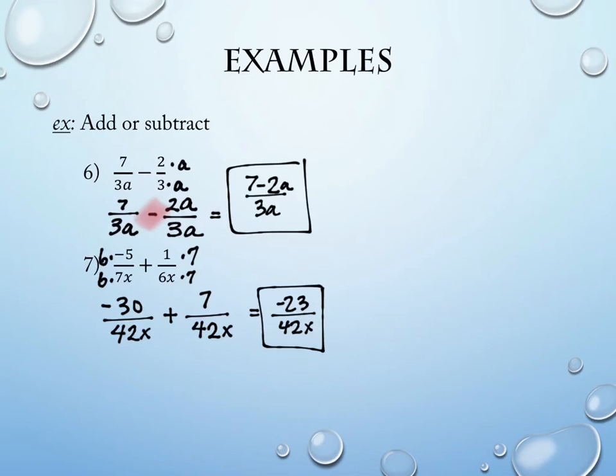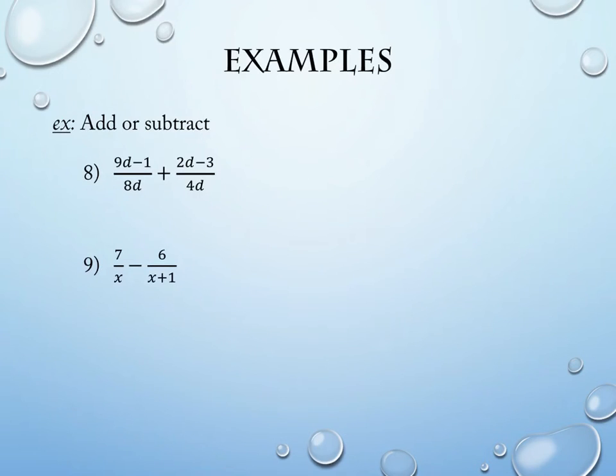Okay, let's try another one. Again, the denominators are sort of close. They both have a d in them, right? There's no addition and subtraction. If you really wanted to, you could multiply the 4 and the 8, right? Multiply the first one by 4 and the second one by 8. You could do that. But it would be overkill.